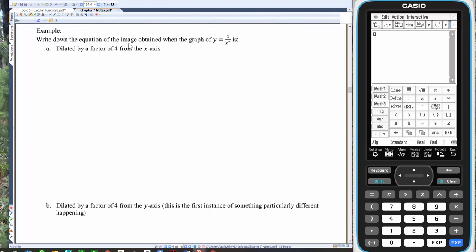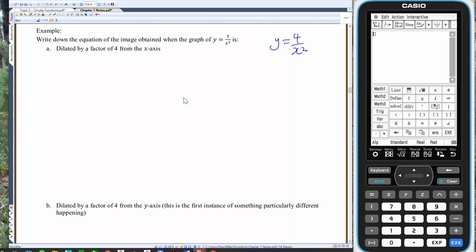Write down the equation of the image obtained when the graph of y equals 1 on x squared, this truncus, is dilated by a factor of 4 from the x-axis. All right, so see if you can guess and check this. I'm going to write it up. Maybe pause the video and see if you can work it out by recognition.